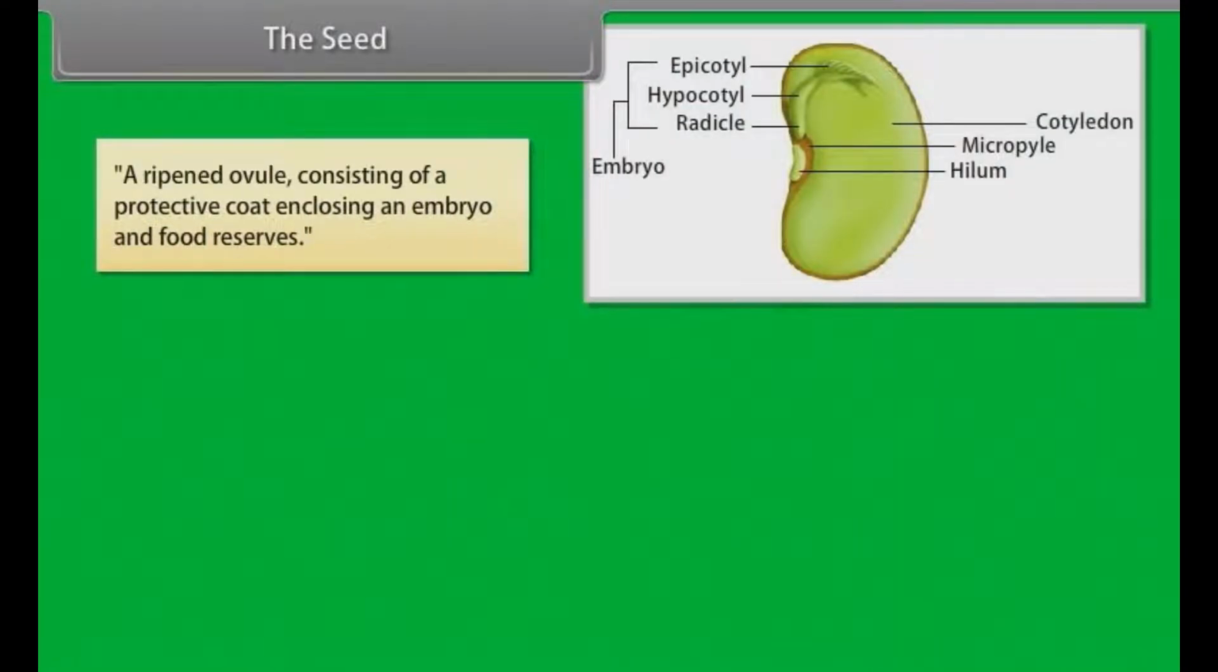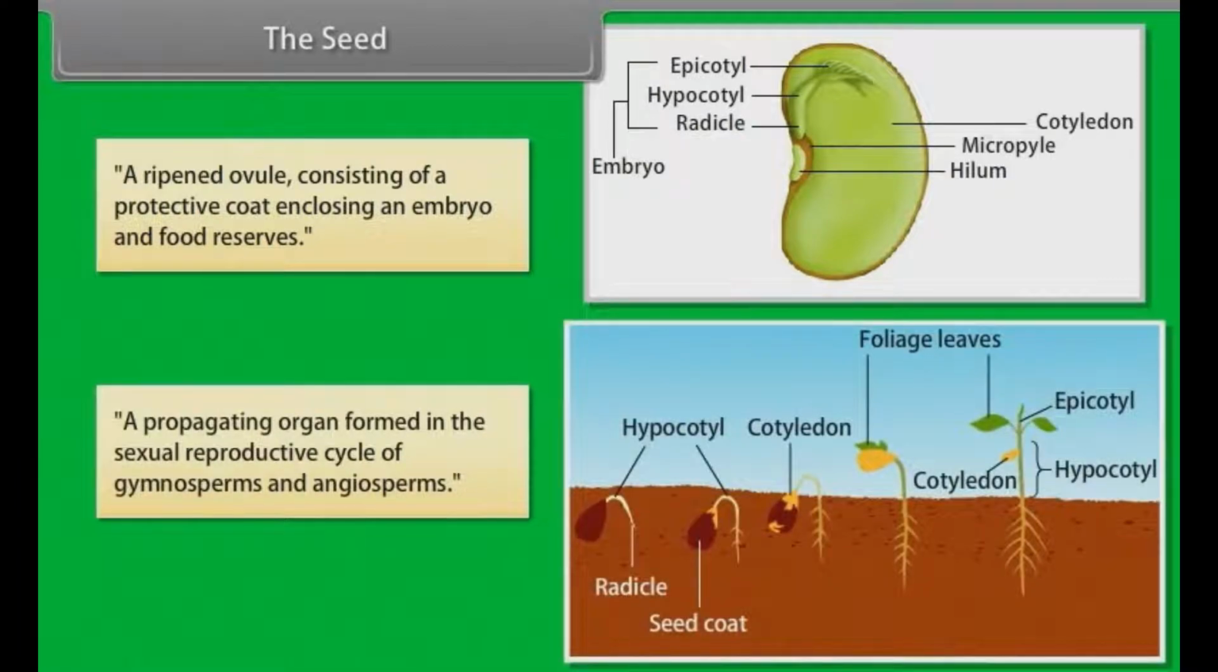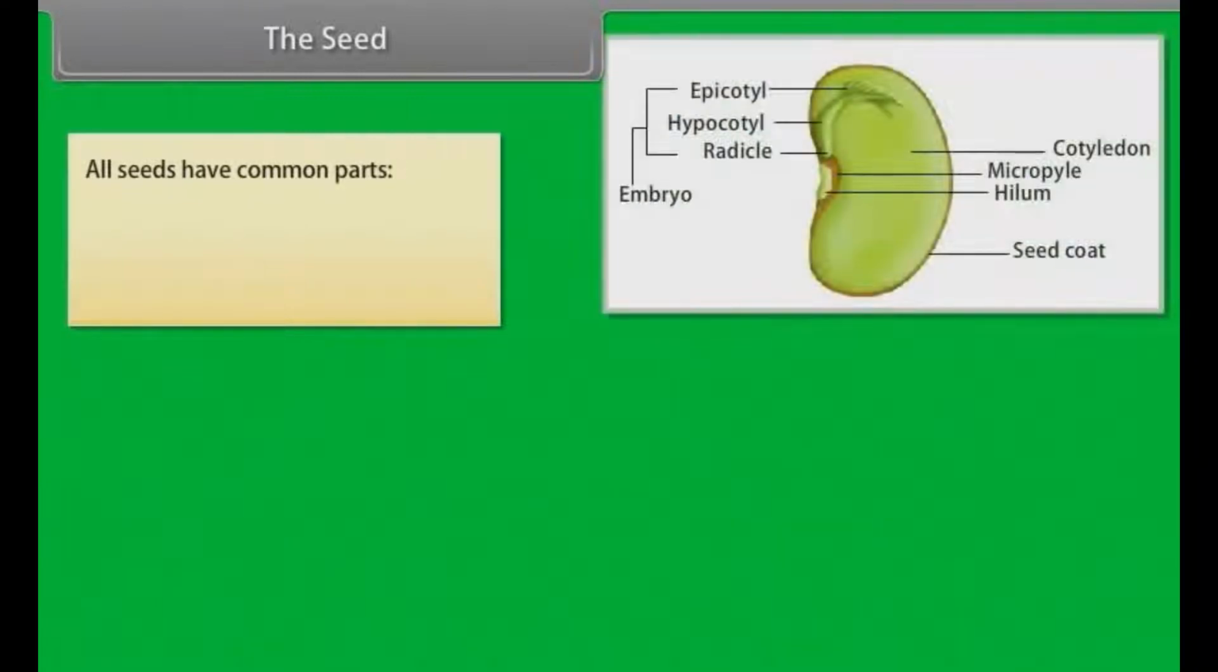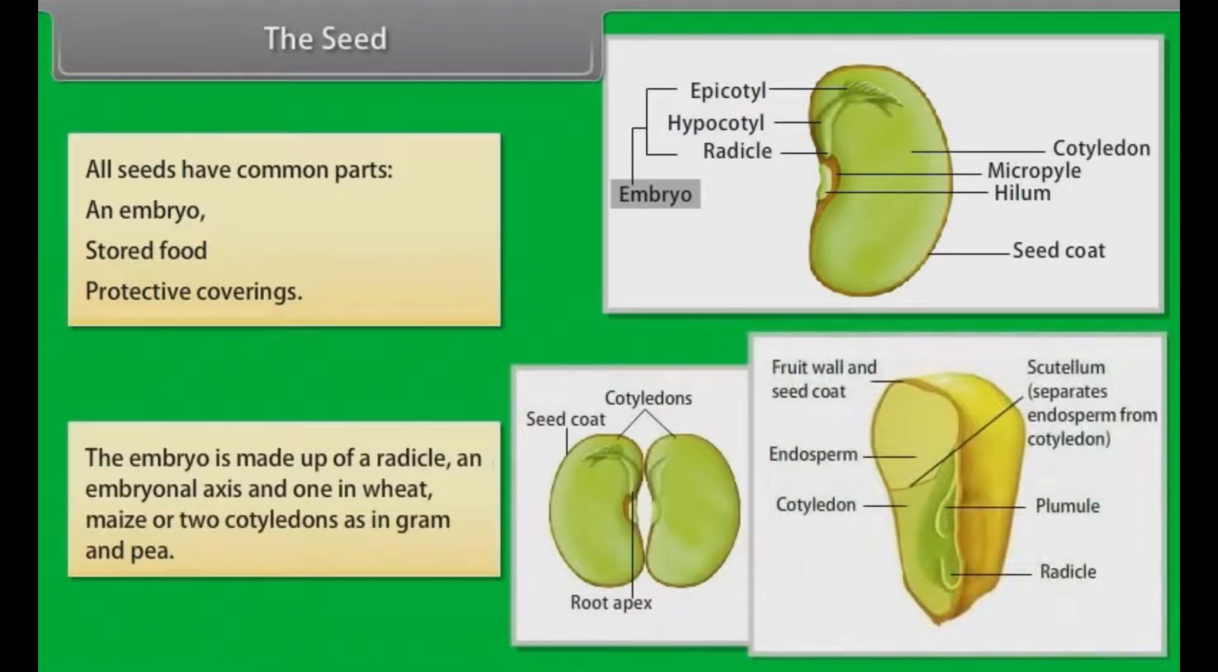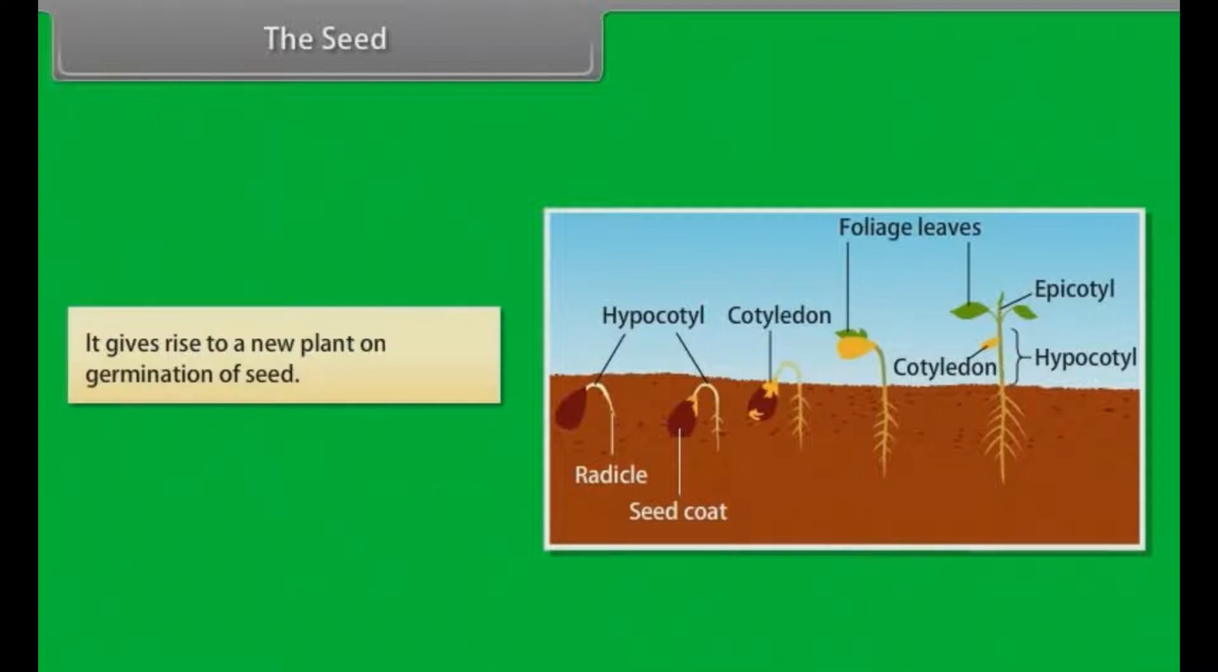The seed. A ripened ovule consisting of a protective coat enclosing an embryo and food reserves. A propagating organ formed in the sexual reproductive cycle of gymnosperms and angiosperms. All seeds have common parts: an embryo, stored food, and protective coverings. The embryo is made up of a radicle, an embryonal axis, and one cotyledon as in wheat and maize, or two cotyledons as in gram and pea. It gives rise to a new plant on germination of seed.